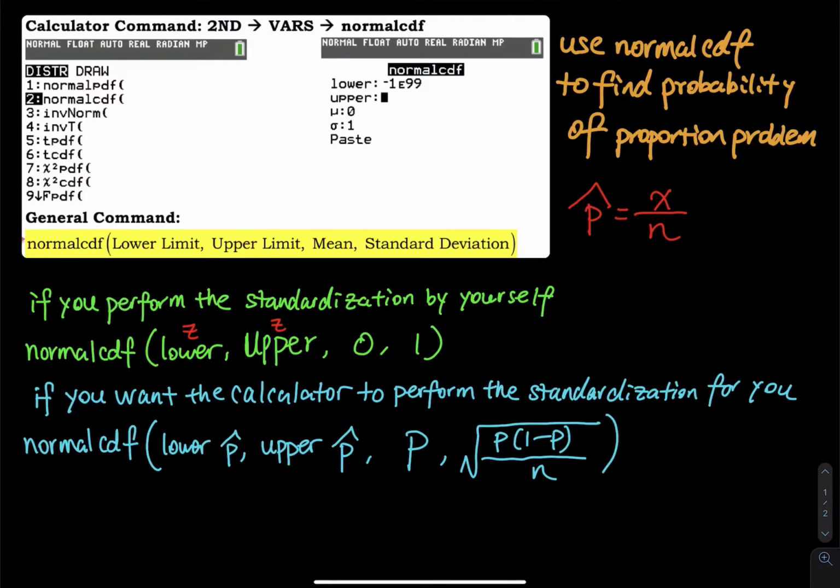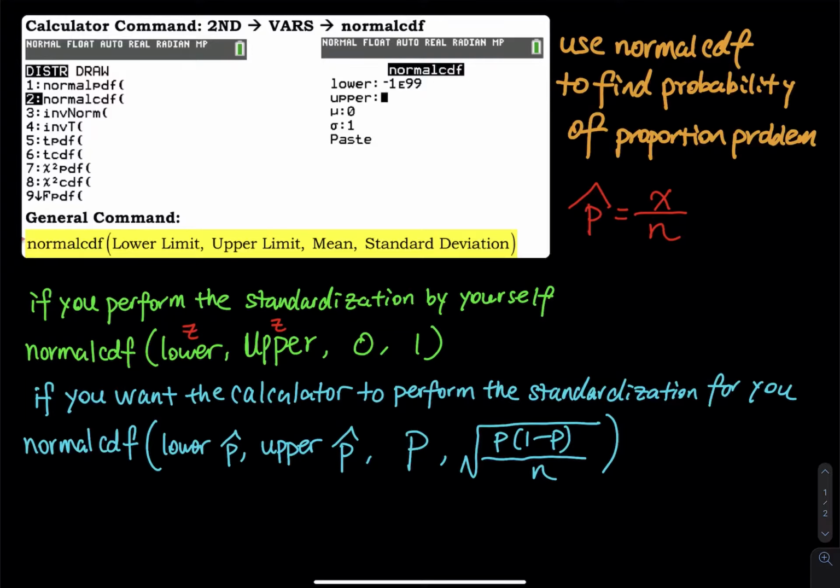When you find the probability under a curve in a proportion problem, you use normal CDF. It is the same thing as the normal distribution, except the only difference is you don't see a mean, and you don't see a standard deviation. You will see a sample proportion, which is p hat equals the number of successes x divided by the sample size n. So at this point, you must be very familiar with the normal CDF.